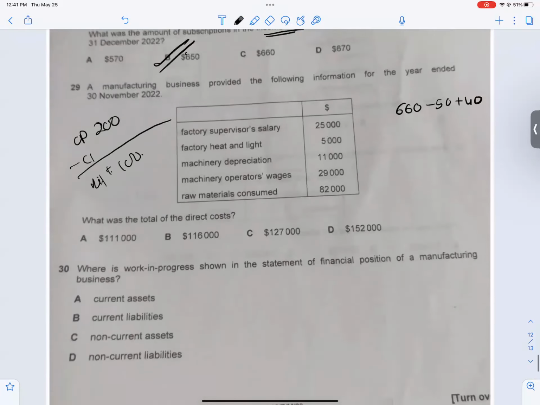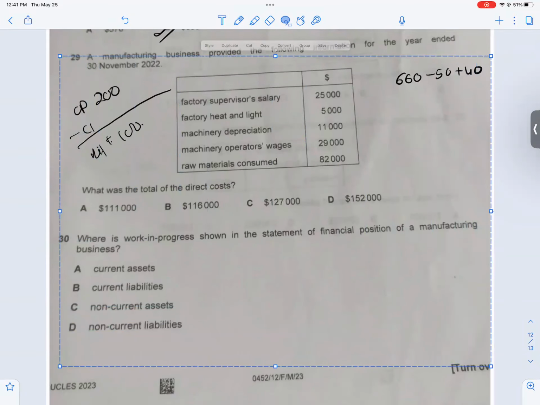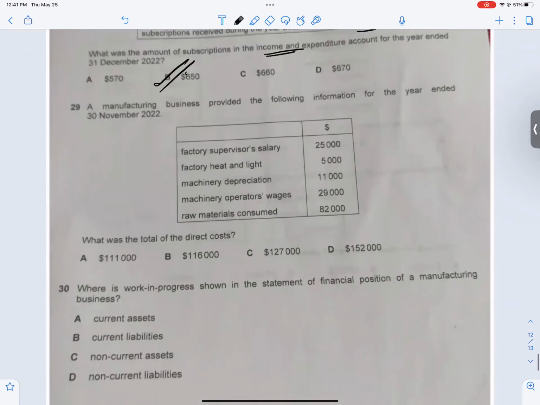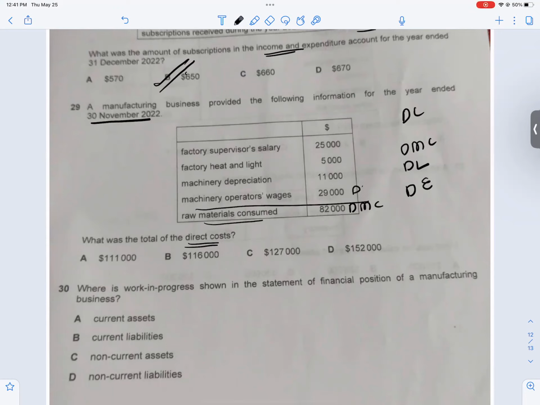Go to the next one. A manufacturing business provided the following information for the year ended 30th November 2022. Factory supervisor salary 25,000, factory heat and light 5,000. I want a direct cost. Direct cost is direct labor plus direct material consumed plus direct expenses. This is direct material, this is direct expense.